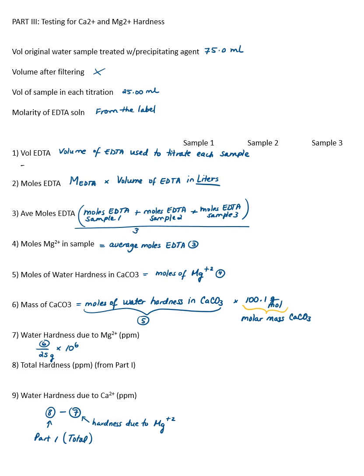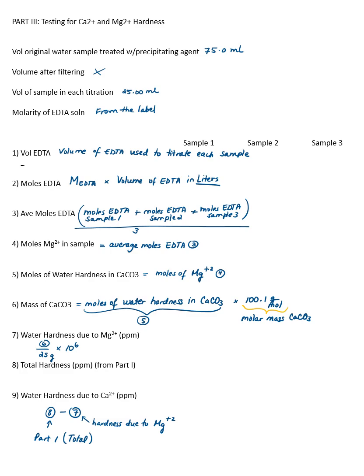The moles of water hardness, as we're converting magnesium to calcium carbonate because we're going to use the same molar mass. It's 1-to-1. So the same number of moles of magnesium that you have in number 4, which is the same number that you have in number 3, is the number that you have in number 5.